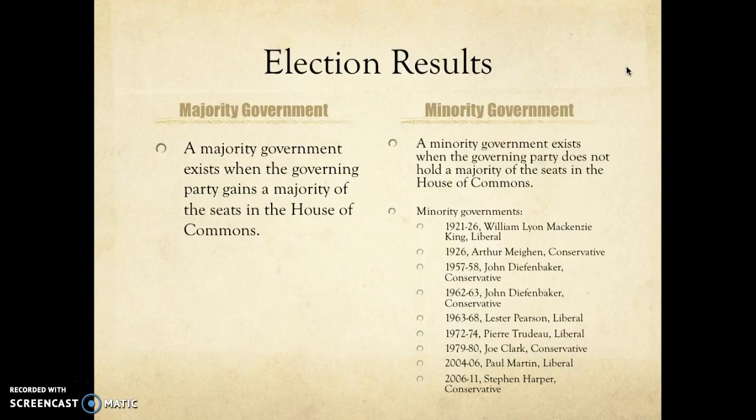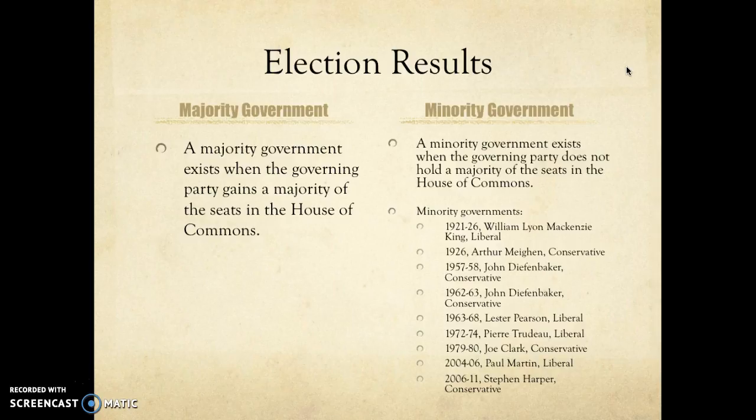Election results. A majority government exists when the governing party gains a majority of the seats in the House of Commons. Minority government exists when a governing party does not hold a majority of the seats in the House of Commons. A minority parliament in which no party can claim a majority of members of parliament may not necessarily result in a minority government if 2 or more parties are willing to form a coalition government.